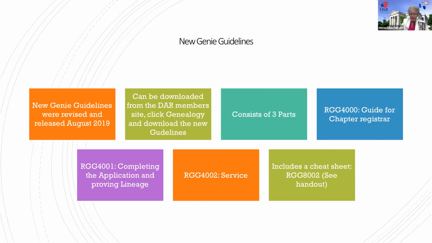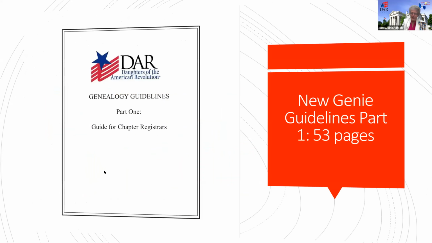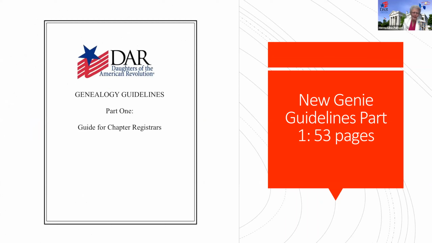There's completing the application is the second part, and proving the lineage, and it's got great clues of how to do that and great directions. And then searching for services in 4002. And the cheat sheet is the 8002 number that we put up. And it actually gives you clues as to how to cite the sources the way they want to see them. And there have been changes. For instance, you only cite census in the head of the household generation, not in any other generation. So you don't have to duplicate your citations anymore, which has made a big difference. And I have to think about that every time I do.